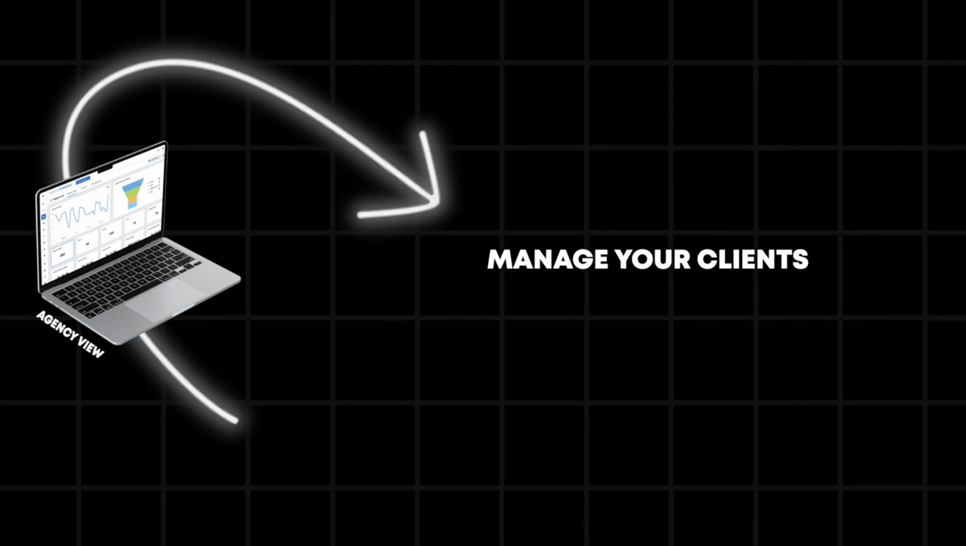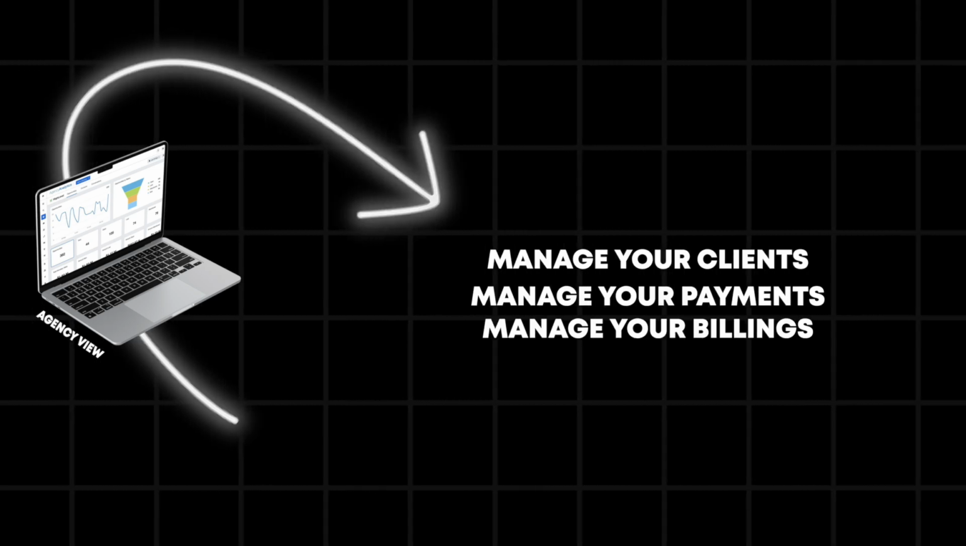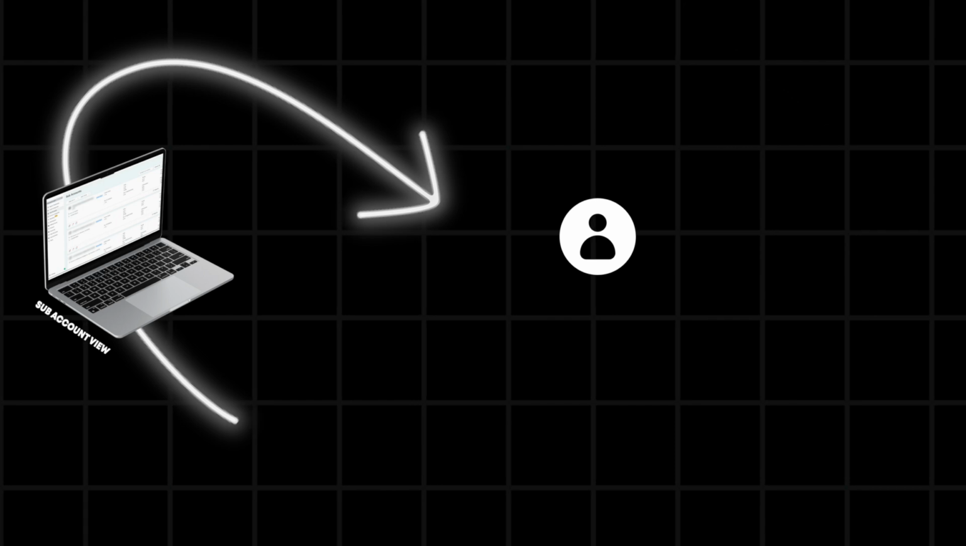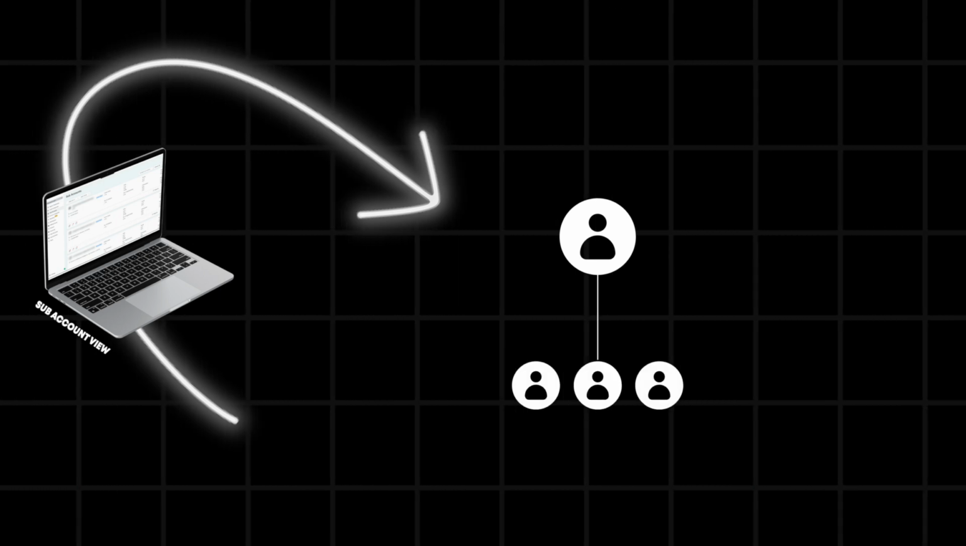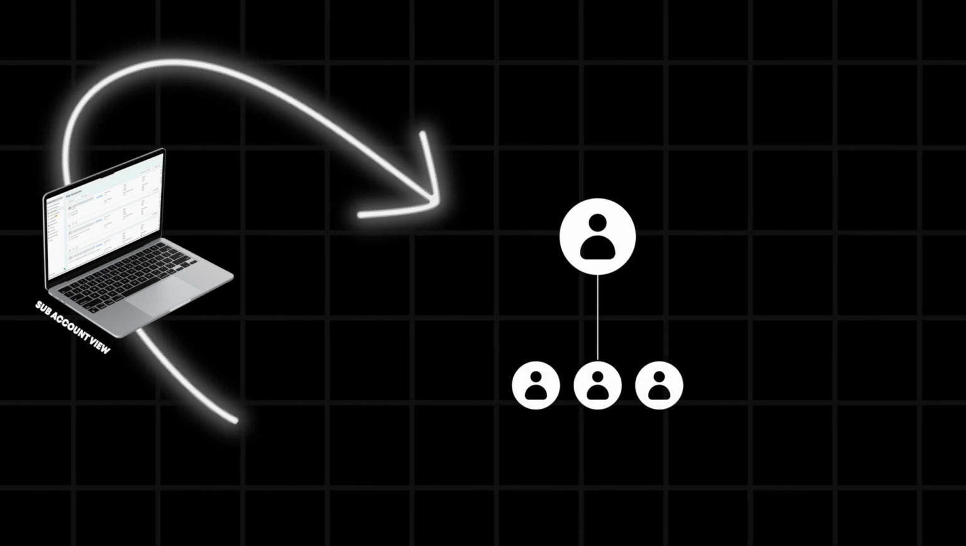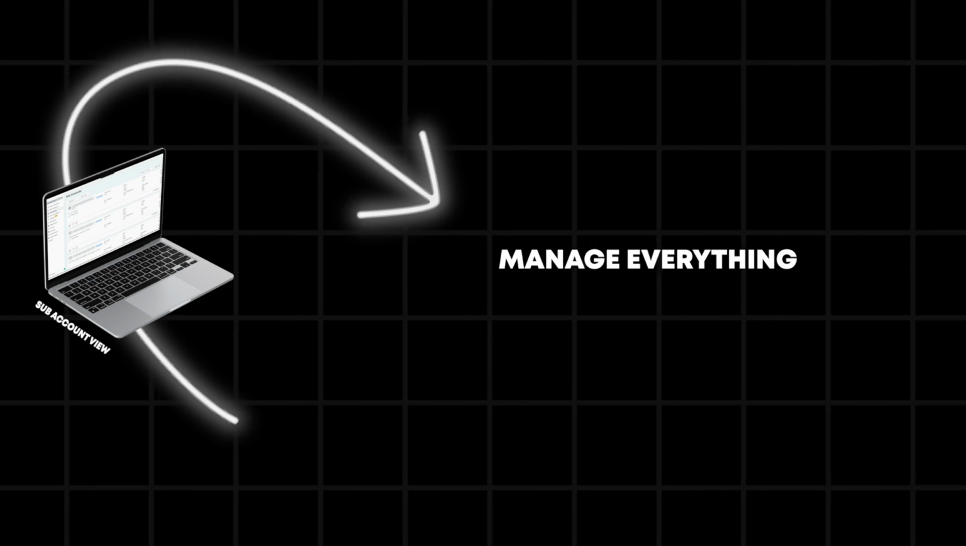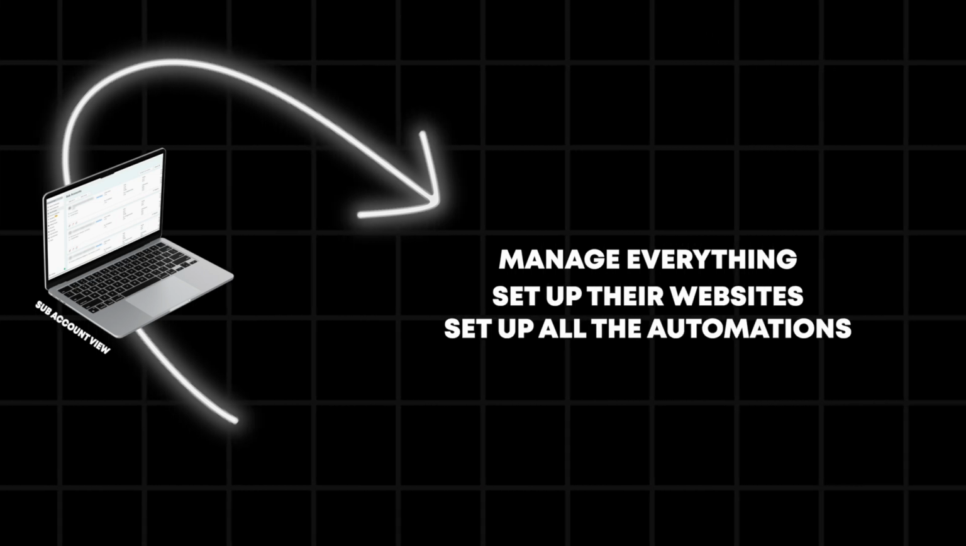So an agency view is pretty much what you'll have access to whenever you get signed up to HighLevel. That's where you can pretty much manage all of your clients, manage payments, billing, pretty much a place where you can keep track of all of your customers to make sure that they're actually paying you that monthly fee. Whereas a sub account, on the other hand, it's pretty much what it says on the tin. It is a sub account. So it's an account within an account. So inside a sub account, that's where your clients are able to manage everything, set up their websites, set up all of their automations, and pretty much run their entire business from.